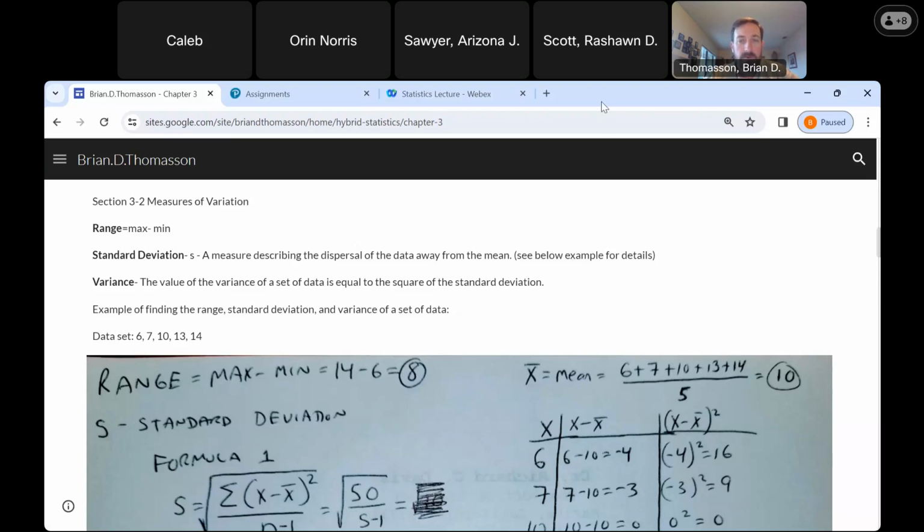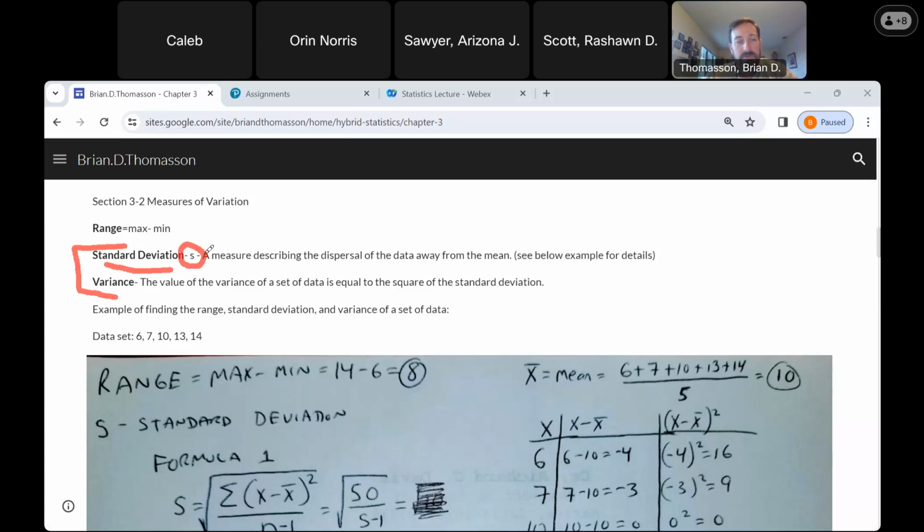What we're going to focus on here is the standard deviation and variance, more specifically the standard deviation, which we're going to call S. That is a measure describing how compact or how spread out the data is. The variance is related to the standard deviation. It's just the square of the standard deviation. So if the standard deviation is S, the variance is S squared.